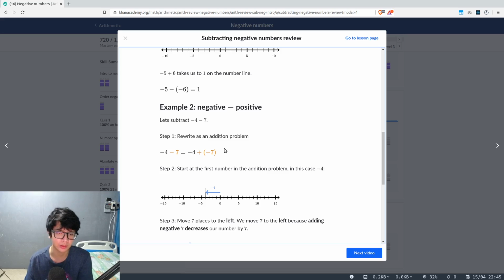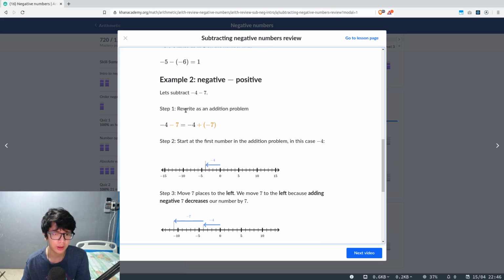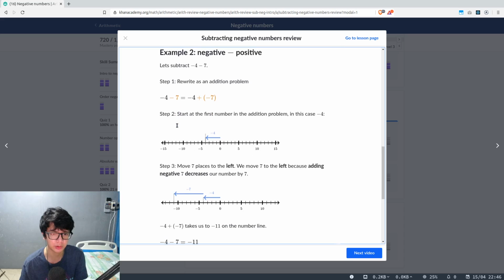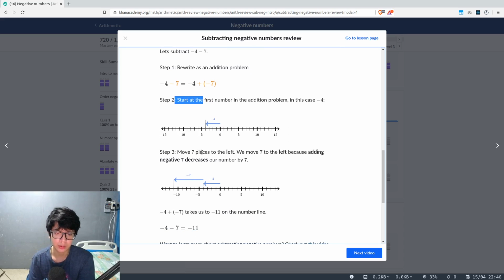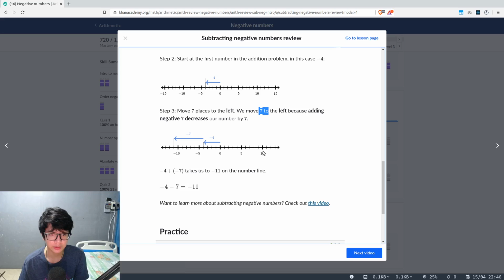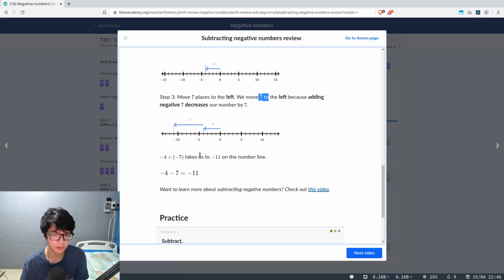This one's going to be going to the left even further. So we write it as an addition problem. 7 minus negative 4 becomes negative 4 plus negative 7. Start at the first number, in this case negative 4. Move 7 less, to negative 11, right? Because adding negative 7 decreases our number by 7.